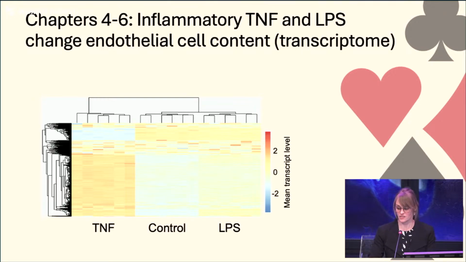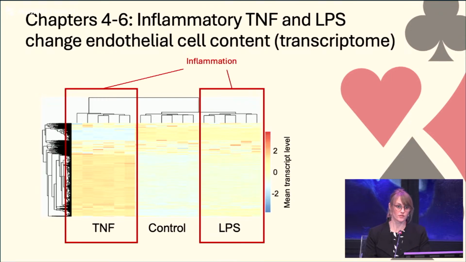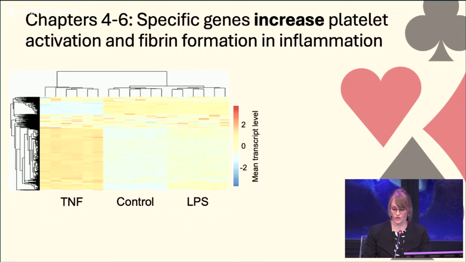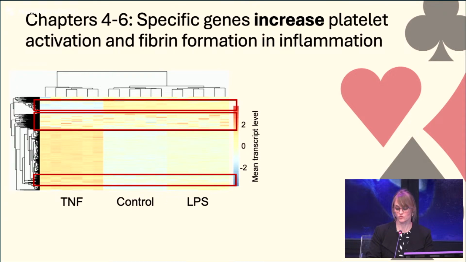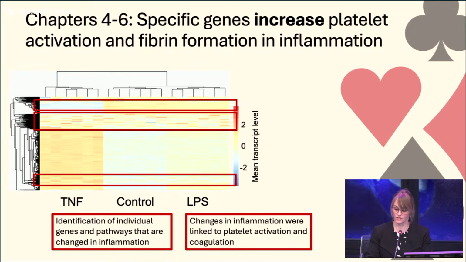We wanted to know what exactly is different in the inflamed endothelial cells, so we looked at the endothelial cell content using a method called transcriptome analysis. In this heat map, each small horizontal bar shows the levels of a certain gene in each of the 3 conditions. You can immediately see that 3 characteristic patterns arise, each corresponding to our 3 conditions: untreated cells and the 2 inflammatory conditions. When we zoomed in to identify clusters of alteration corresponding to pathways, but also individual genes that are changed in inflammation, we identified numerous pathways that are altered, which we could link to platelet activation and fibrin formation.